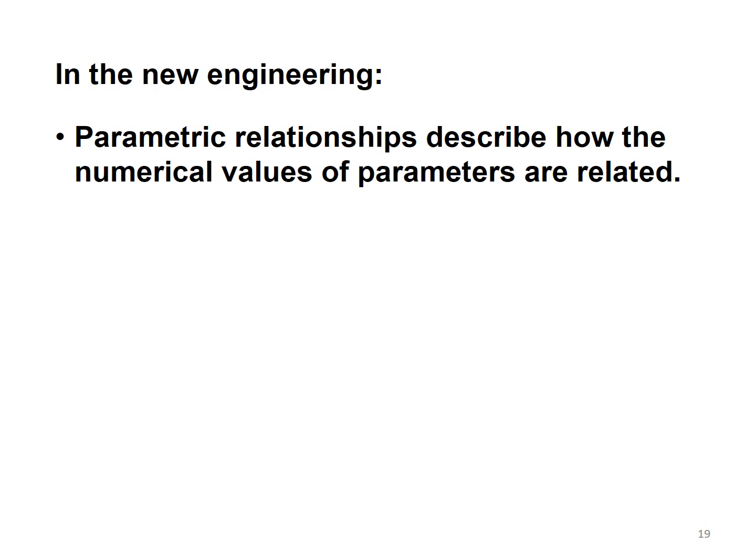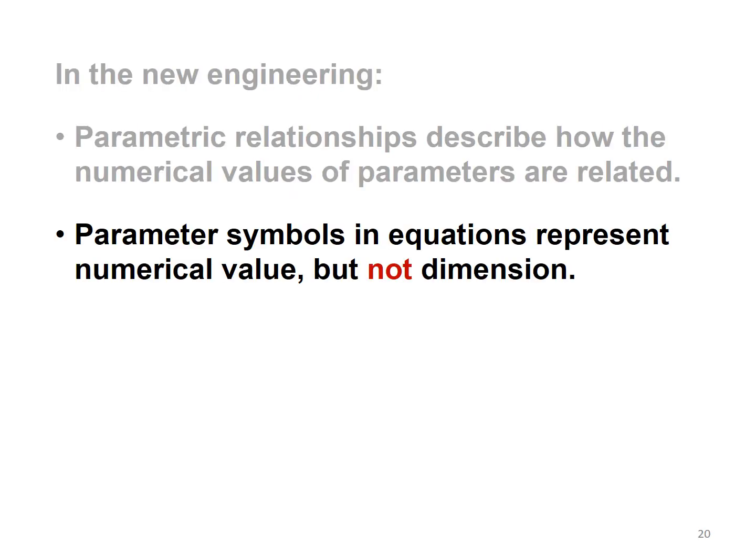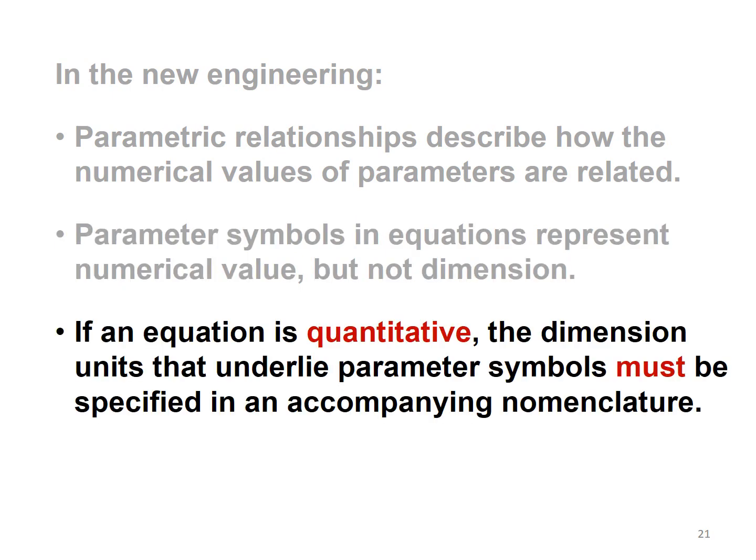In the new engineering, parametric relationships describe how the numerical values of parameters are related. Parameter symbols in equations represent numerical value, but not dimension. If an equation is quantitative, the dimension units that underlie parameter symbols must be specified in an accompanying nomenclature.